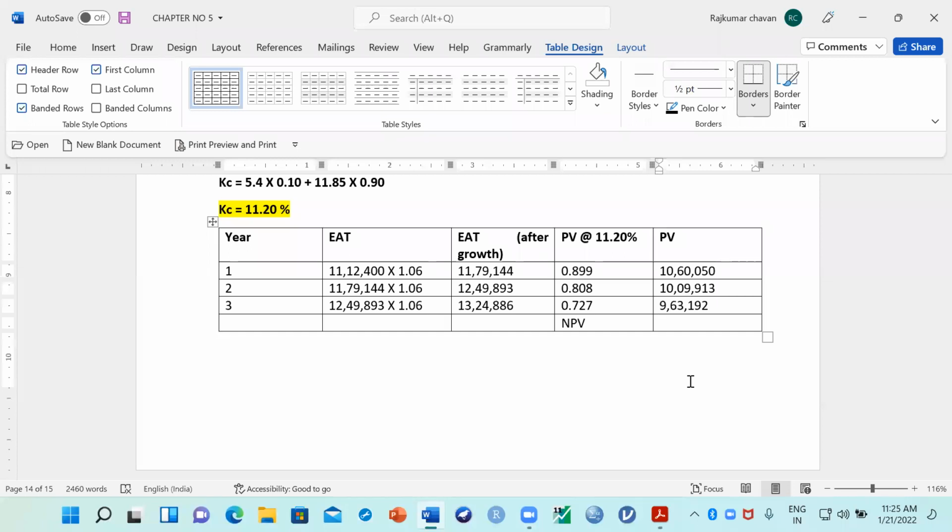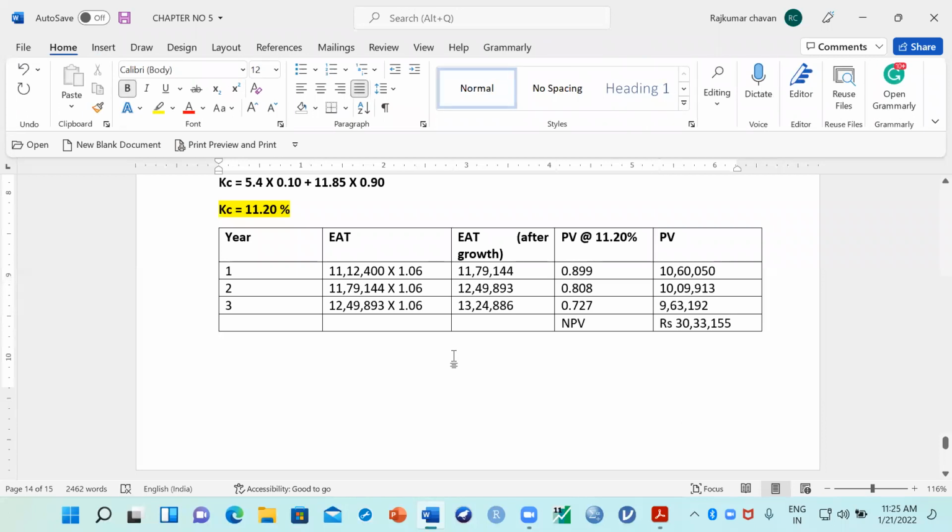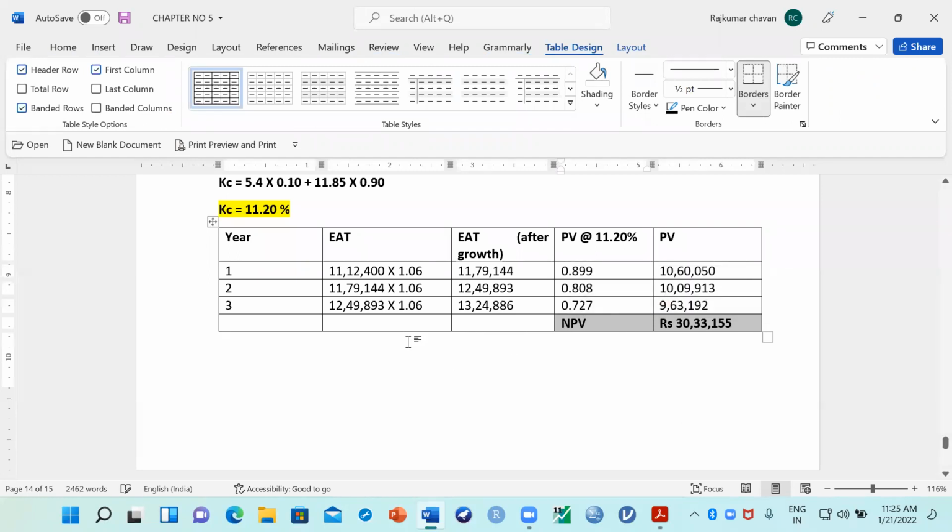You can put your answer in the chat box. What is the total value you are getting? 30 lakhs, okay, 33,155. Right. Okay, perfect. Fine. So this was the value which you are getting over here. 30 lakh 33,000. Okay. As of now, I'll make it bold.